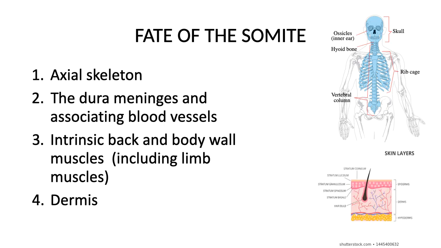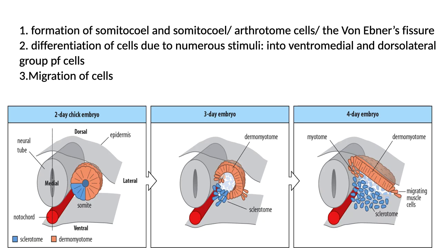So it also gives rise to the dura meninges as well as the associated dural blood vessels. It gives rise to the intrinsic back muscles, as well as the body wall muscles, which include the muscles of the limbs as well. And then it gives rise to the dermis of the skin, which includes the dermis and the hypodermis fat collection.